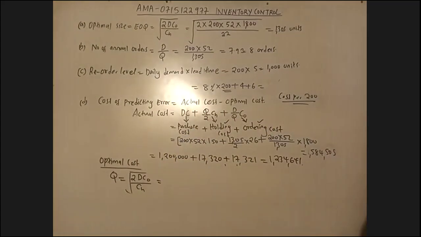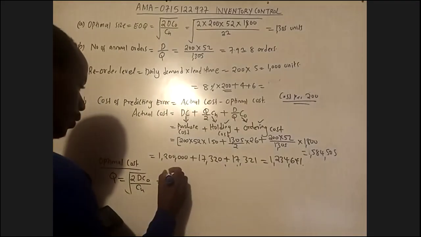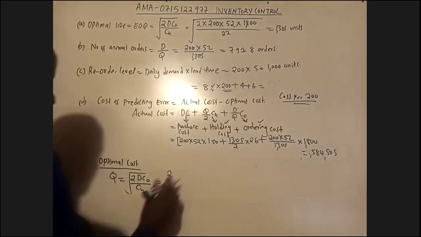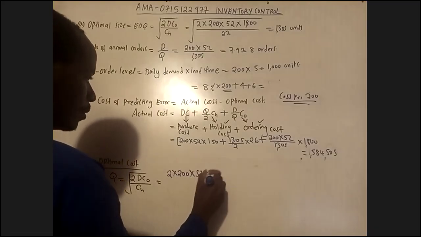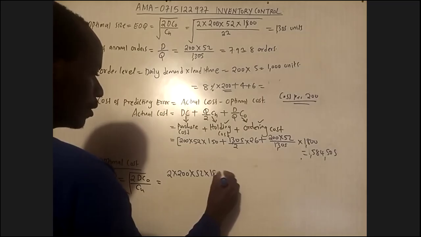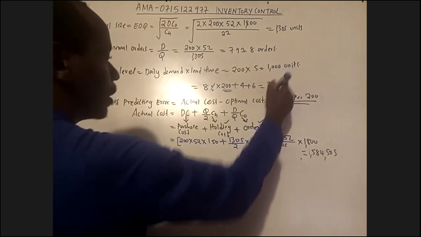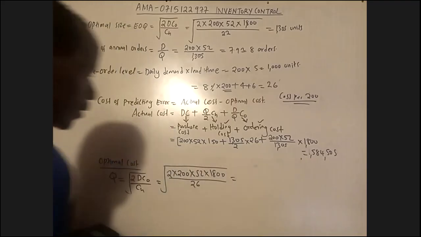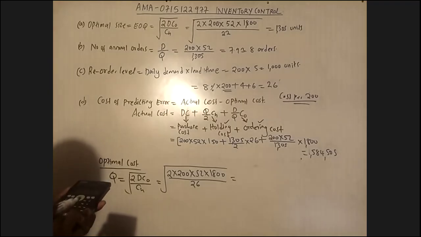Aya, calculate the new Q. It will be 2 times our D, which is 200 times 52 times 1800, over our CH. Our CH is what we have found here, 26. So it will be the square root of 2 times 200 times 52 times 1800 divided by 26.